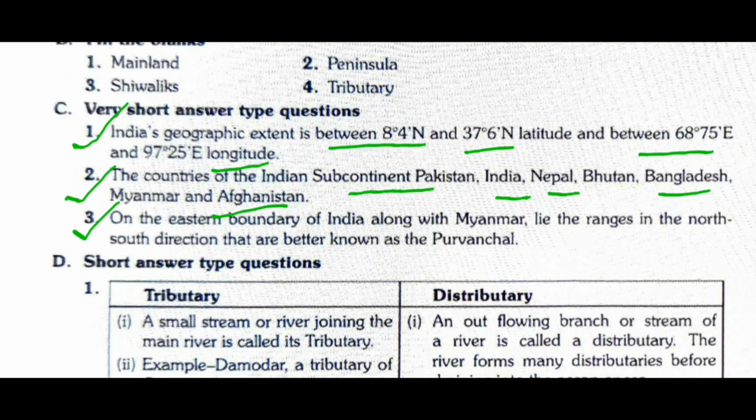Next, question number 3, what is Purbanchal? On the eastern boundary of India along with Myanmar lie the ranges in the north-south direction that are better known as the Purbanchal.